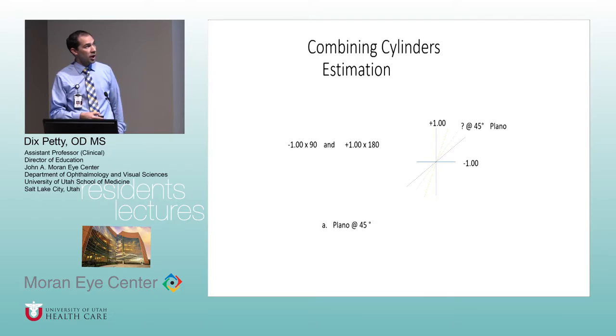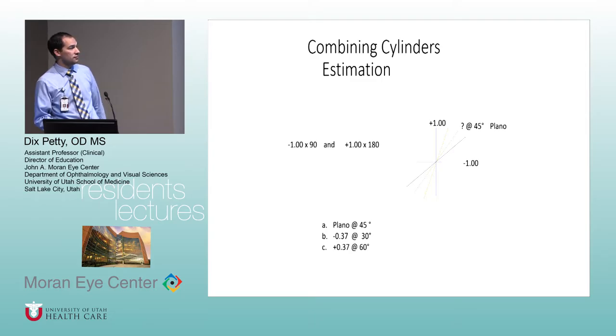So it's a third of the way between plano and minus one, is kind of a way to think of it. So we're going to end up with about minus 0.37. Same with up here at axis 60. It's a third of the way between plano and plus one. So it's actually a plus 0.37. So it's a little confusing, but I think it works better just to think of it in picture form than try to think too deeply into it. It's just a third of the way between plano and minus one, a third of that is minus 0.27.